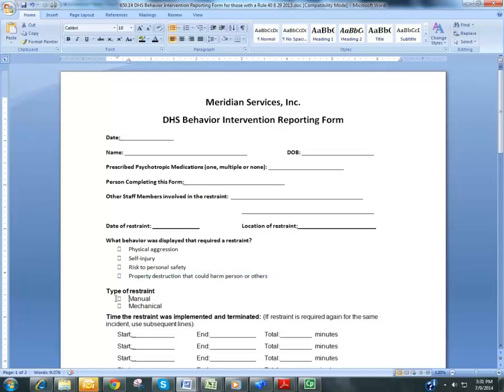Down here, you will check off and indicate what type of restraint you used. That would be either a manual restraint in which you or somebody physically held the person, or it would be a mechanical restraint in which you have used a helmet, a harness, or a restraint chair, or some sort of mechanical restraint to hold the person immobile.